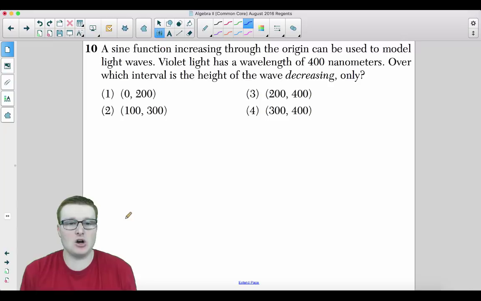Number 10. A sine function increasing through the origin can be used to model light waves. Violet light has a wavelength of 400 nanometers. Over which interval is the height of the wave decreasing only?